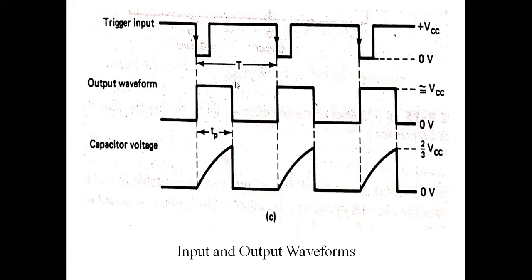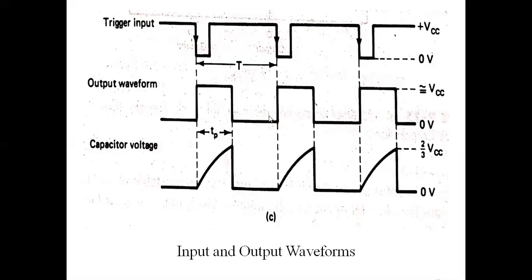The output will not change its state even if an input trigger is applied again during this time interval Tp. However, the circuit can be reset during the timing cycle by applying a negative pulse to the reset terminal. The output will remain in the low state, and it will remain in the low state after the completion of this Tp, until another negative trigger pulse is again applied.